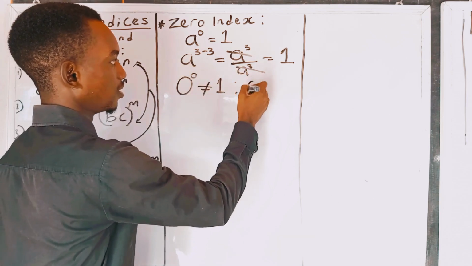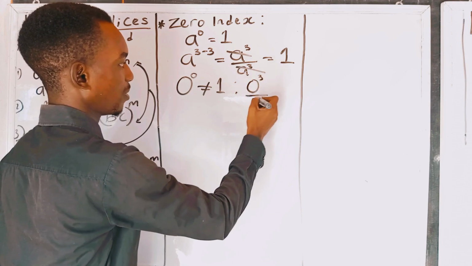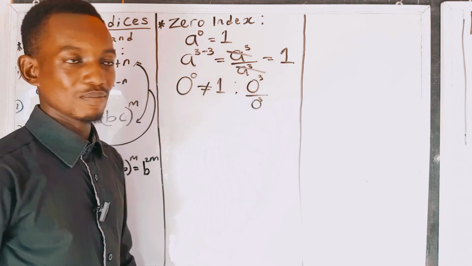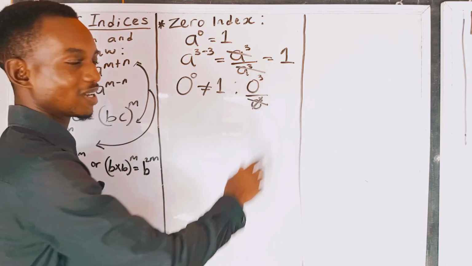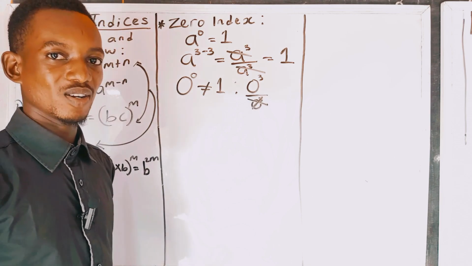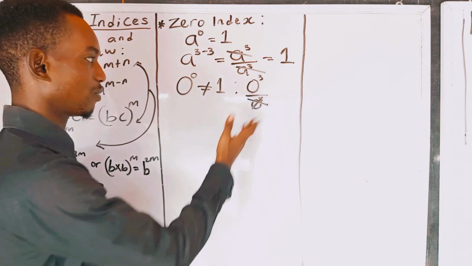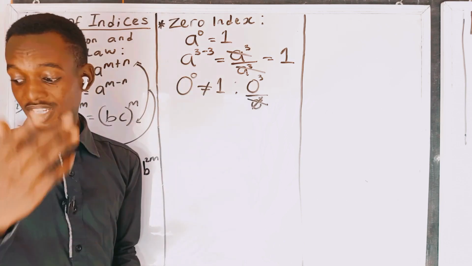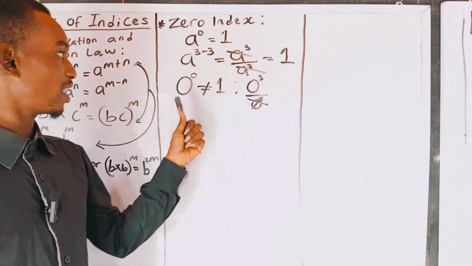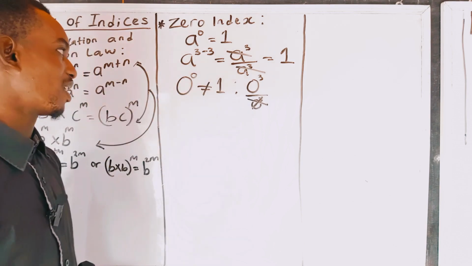When we say 0 to the power of 3 divided by 0 to the power of 3, don't forget that in mathematics, we can't have a division by 0. Any number divided by 0 will give you infinity, or undefined. Okay, that's a mathematical error. So that's why 0 to the power of 0 cannot give us 1. You can check it out on your calculator, okay? You can input 0 to the power of 0. Let's see, you see math error.